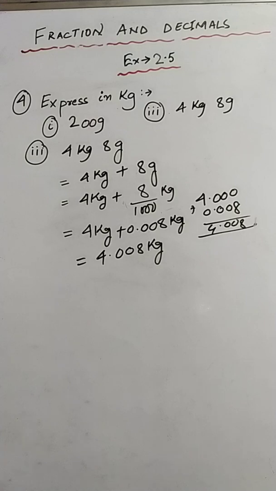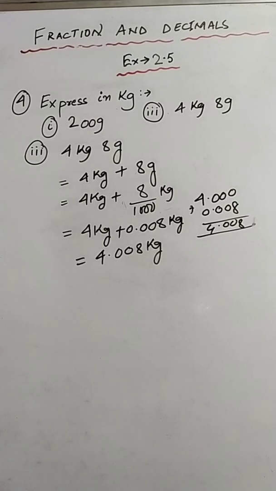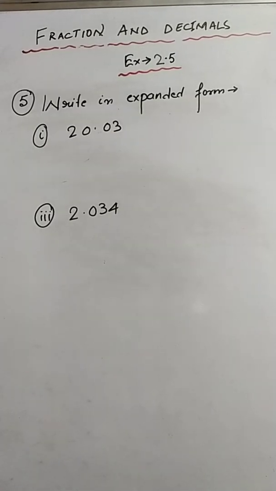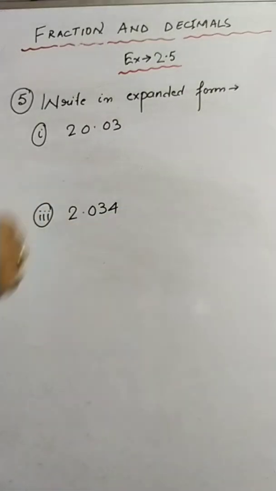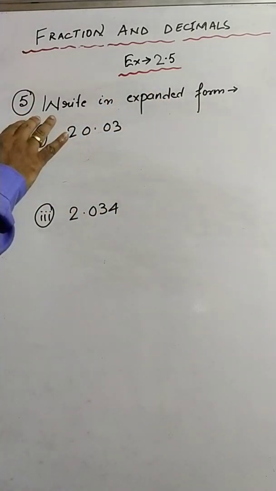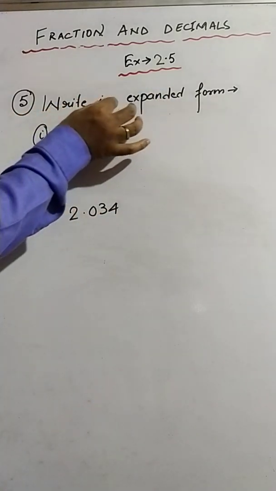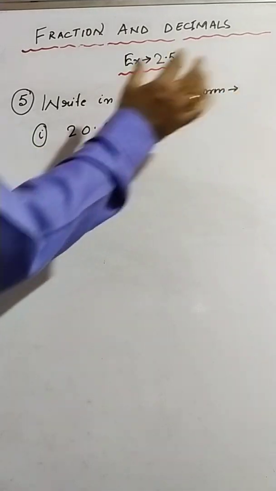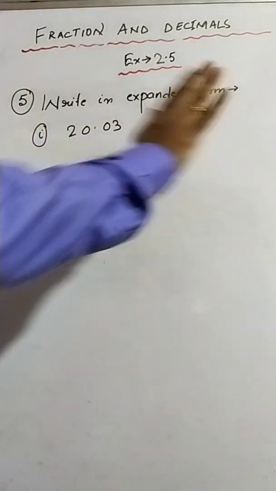Okay, so let's see what is there in question number 5. In question number 5 we have 4 questions. So out of 4, again I am doing sum number 1 and 3, and sum number 2 and sum number 4 would be your homework, students. Okay, so what is there in question number 5? In question number 5 we have to write in expanded form. So we have to expand this number.